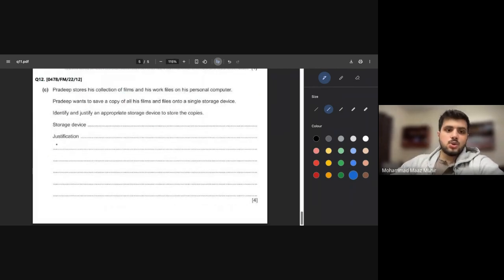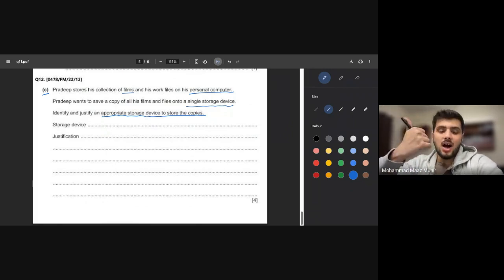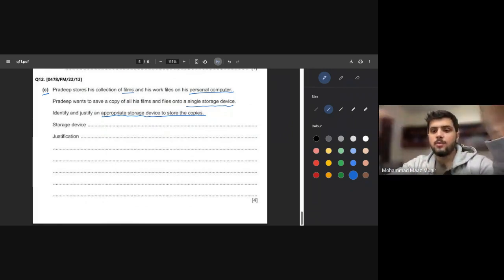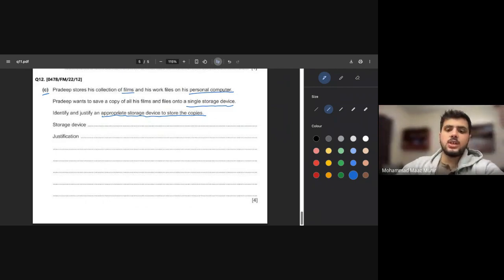There we go, the last question. So the last question says that Pradeep stores his collection of films and his work files on his personal computer. Pradeep wants to save a copy of all onto a single storage device. Identify and justify an appropriate storage device to store the copies. So we just need to firstly tell what device he should go with and why. So you can go with either a hard disk, or an SSD, or maybe a memory stick or a flash drive or whatever. But let's say we go with hard disk.